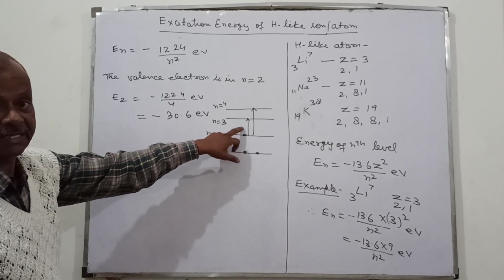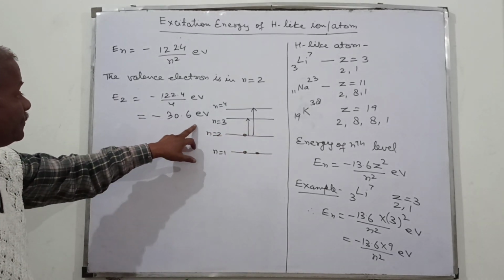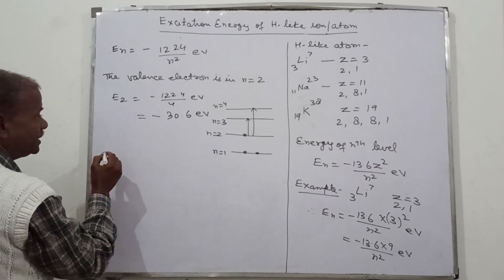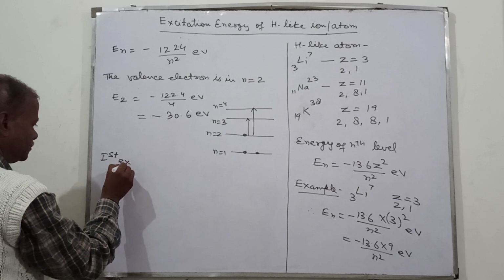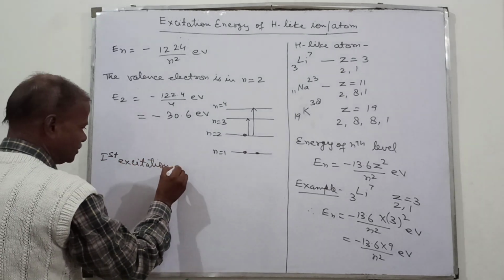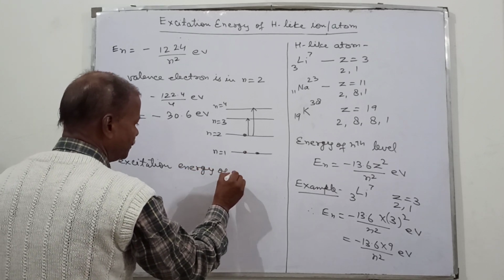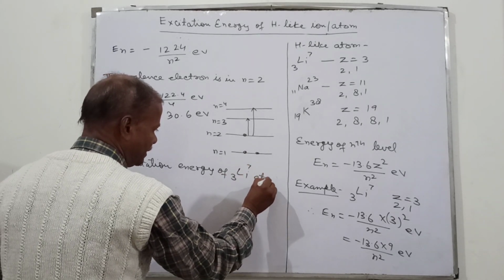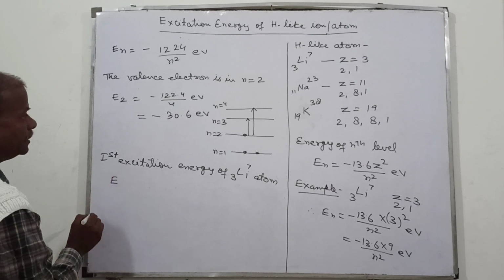So this is now first excitation energy. This is now second excitation energy. So now we will find according to this one. So the first excitation energy of lithium 37 atom. Now this will be how much?